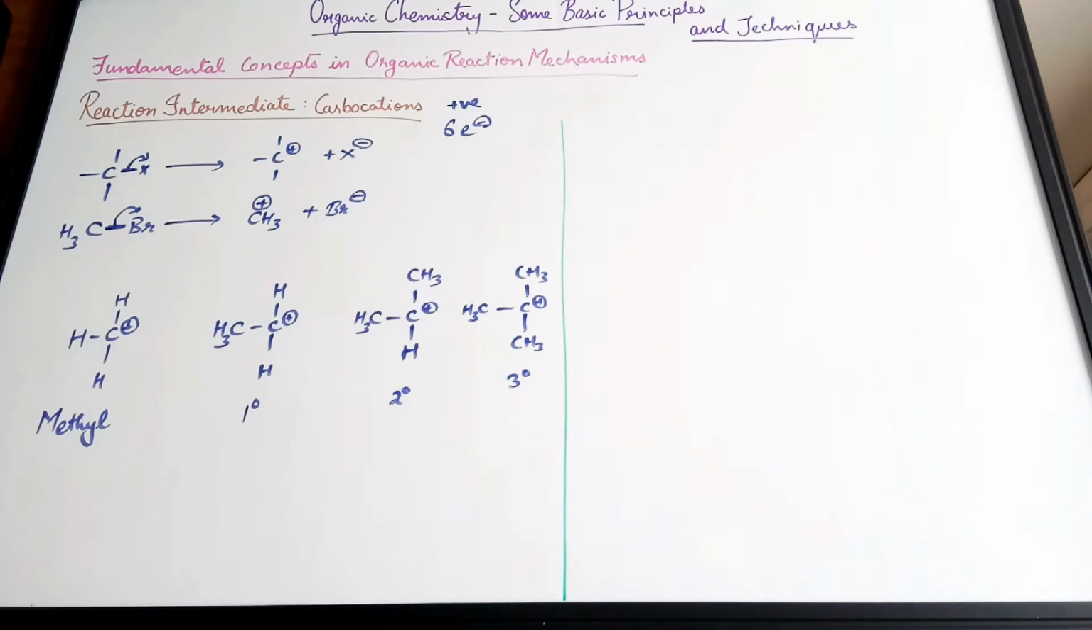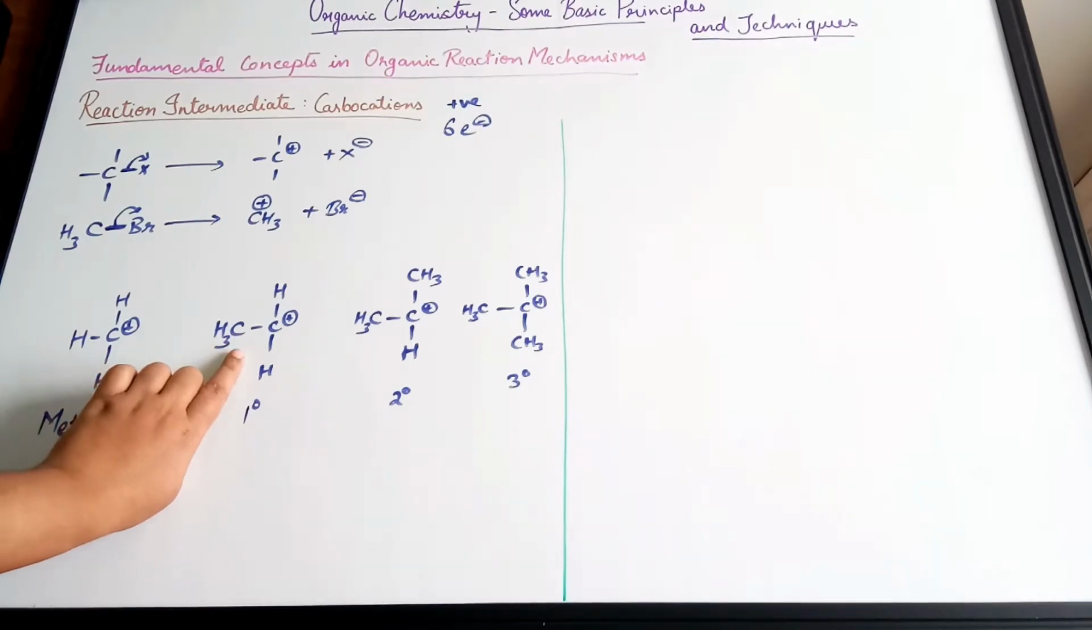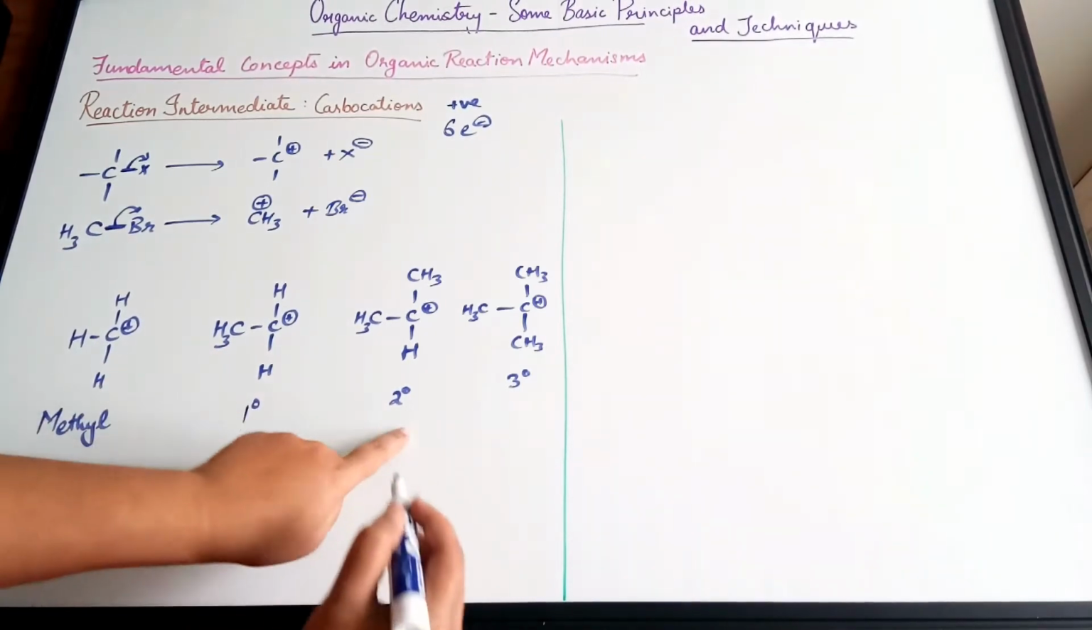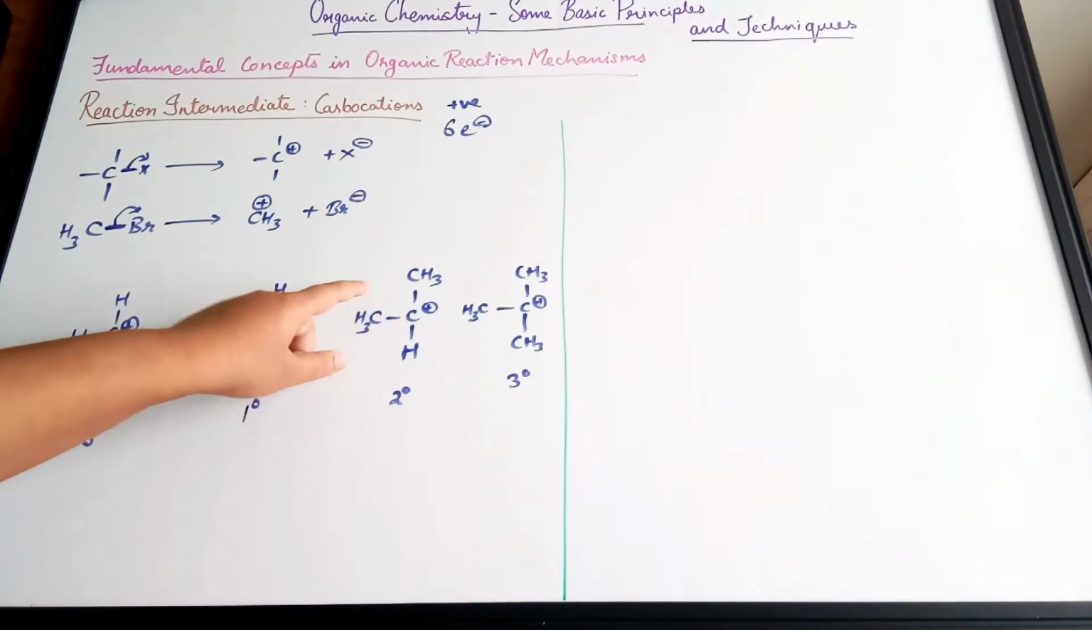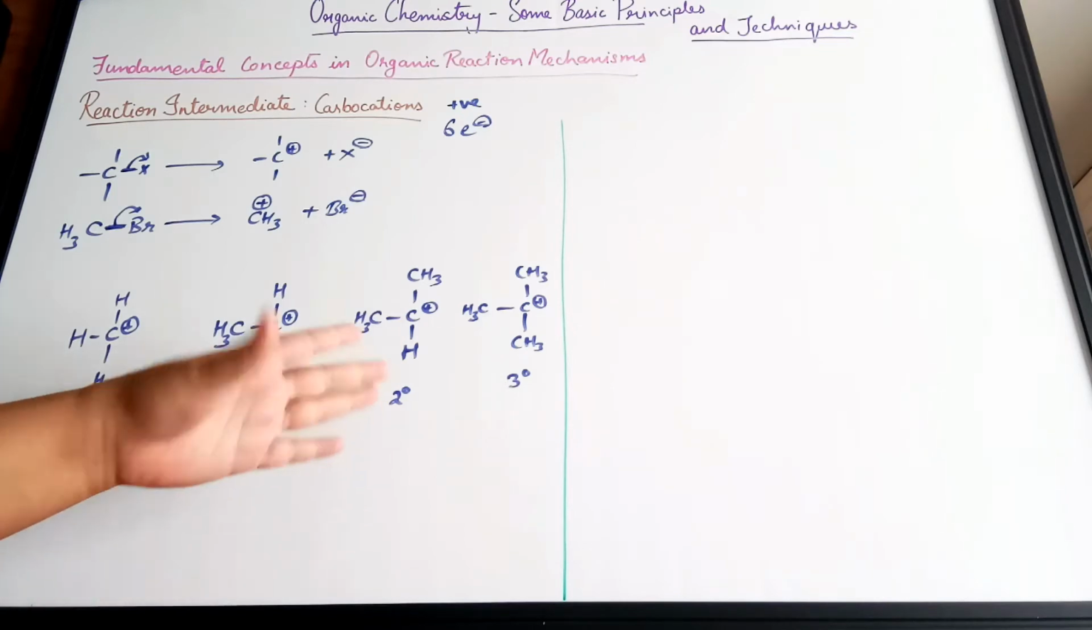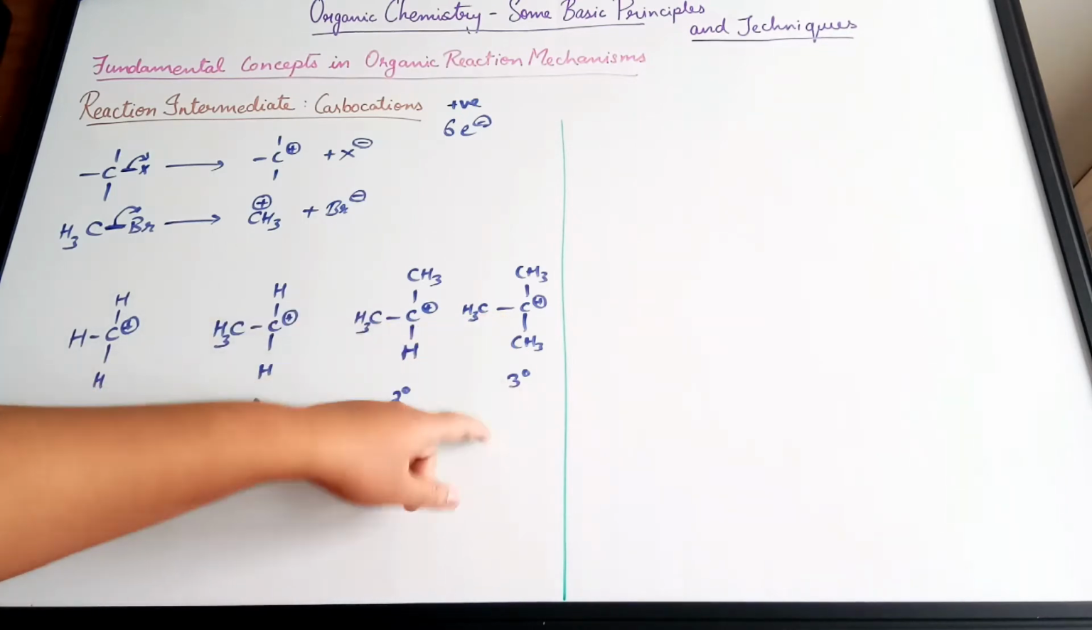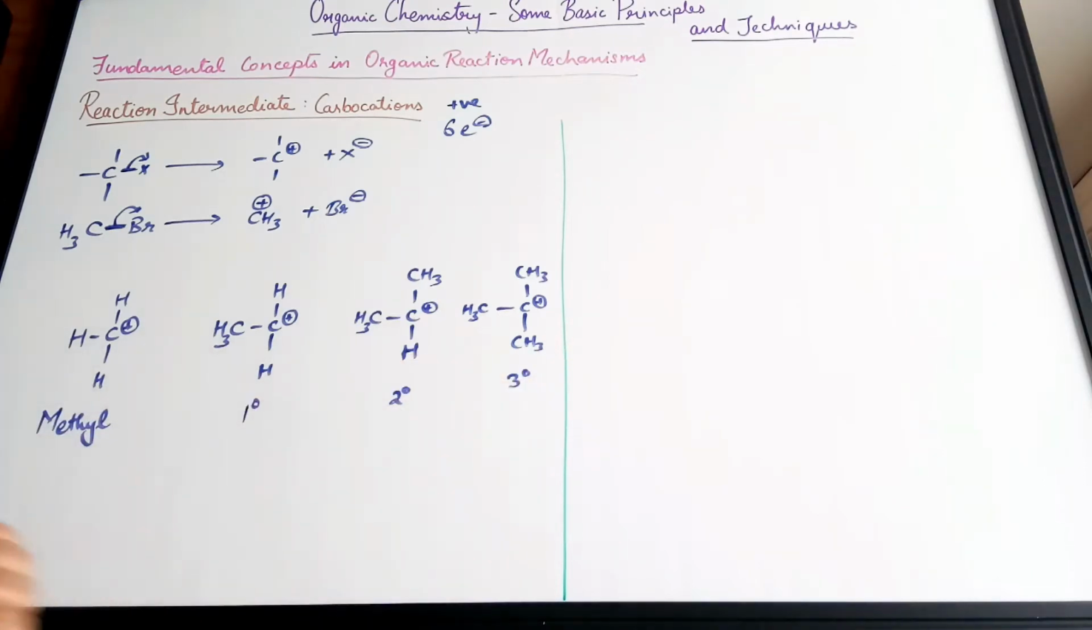Carbocations are classified into primary, secondary, and tertiary, based on the number of carbon atoms the carbocation is bound to. When the carbon is not bound to any other carbon atoms, it is the methyl carbocation. When it is bound to one carbon, it is a primary. This is primary, this is secondary, and tertiary. Secondary has two carbon atoms bound to the carbon of the carbocation, whereas in tertiary, it is bound to 3 other carbon atoms.